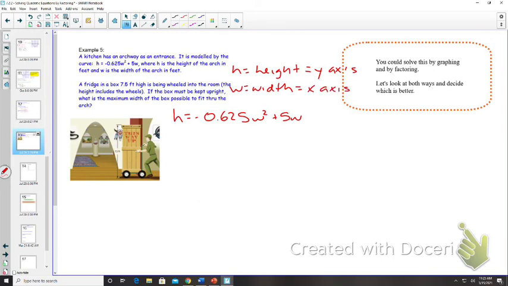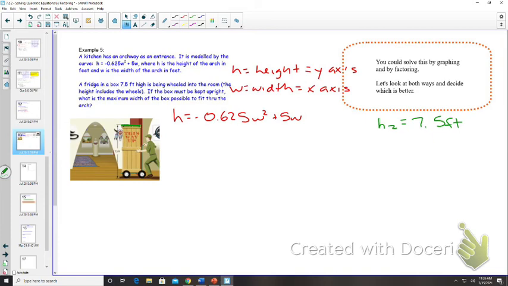A fridge in a box which is 7.5 feet high. So our height h is equal to 7.5 feet. That's the height of this door, or the box.